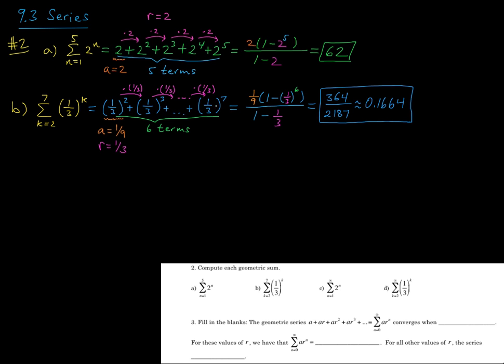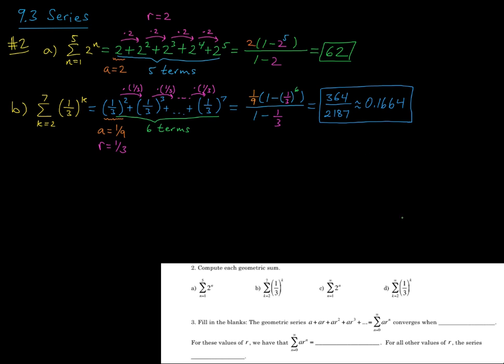So the sum will equal a, which is a 9th, times the quantity 1 minus r, so a third, raised to the number of terms we're summing, so raised to the 6th power, all divided by 1 minus r, so 1 minus a third. This is a little bit messy to simplify, but as a simplified fraction, it's 364 divided by 2187. In approximate form, that's 0.1664, rounded to 4 decimal places.